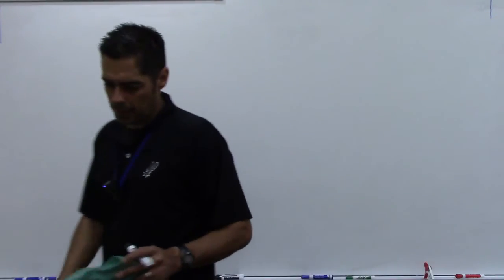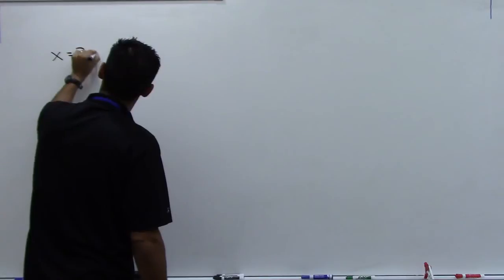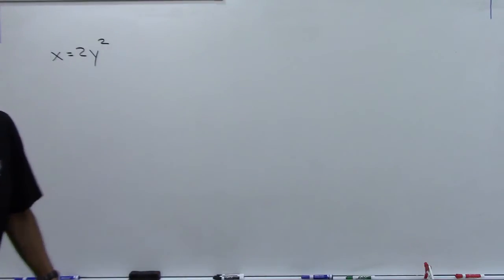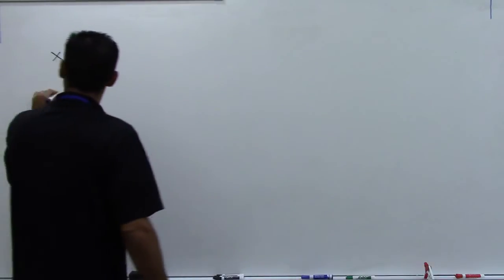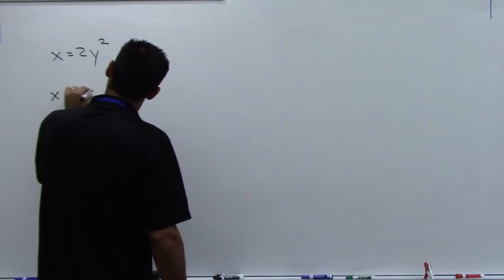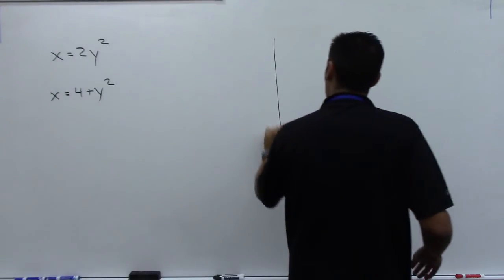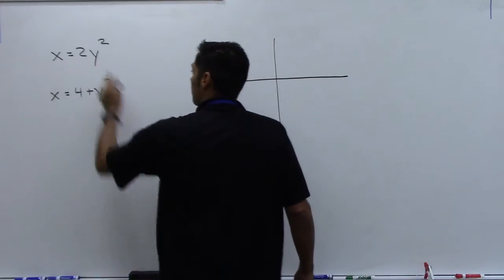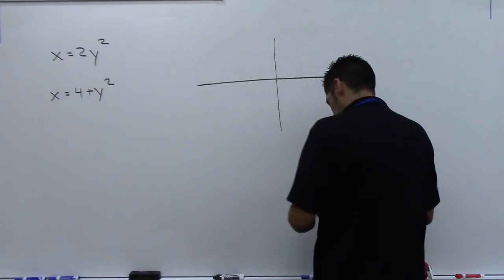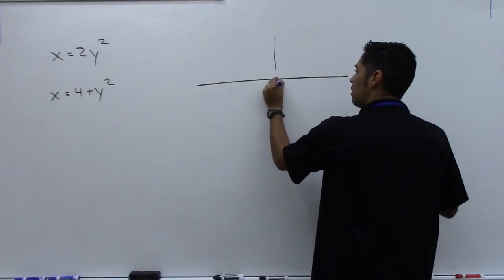All right, 15. X equals 2y squared. So I'm already thinking horizontal rectangles because it's a function of y. X equals 4 plus y squared. Yep, I'm thinking horizontal rectangles. You've got to be able to graph these. All right, let's start with this one. If y is 0, x is 0. I'll do that one as blue.